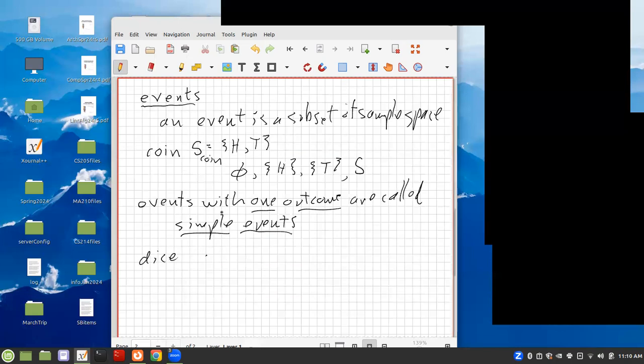So for the dice roll, there's more subsets, because there's 6 of them. It's going to be easier if we say we have a 3-sided dice. Somehow we arrange that only one of 3 sides can be face up, and so the events are the subsets. Well, it's the empty set. Then there's the simple events.